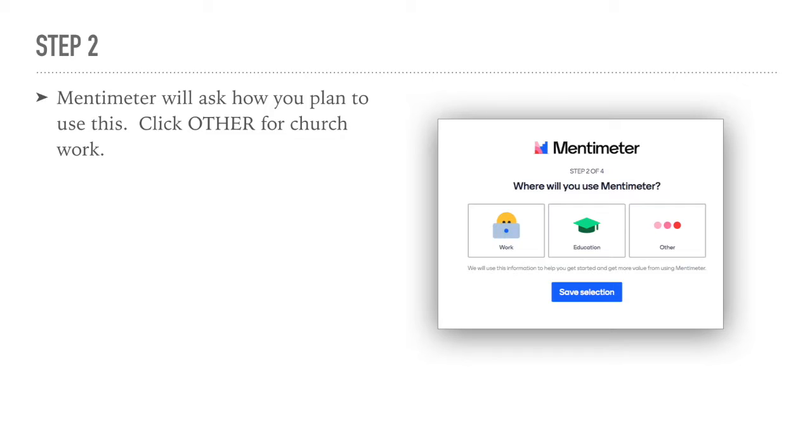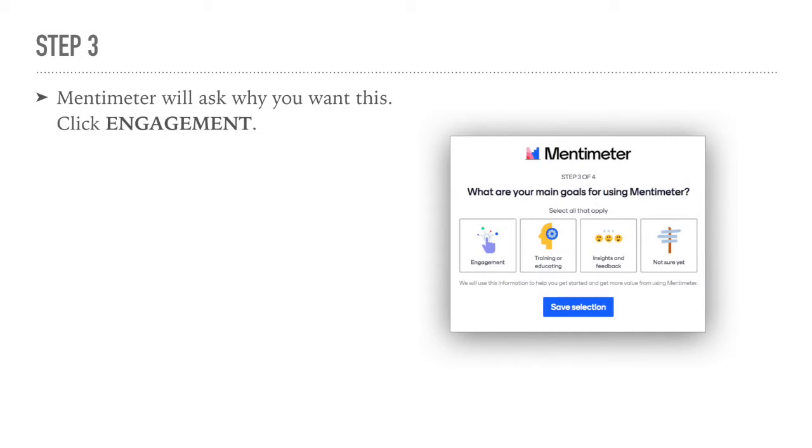Mentimeter will ask you how you plan to use this. You can go ahead and click Other for church work and then press the Save Selection button. Mentimeter will ask you why you want this tool. What are your main goals for using it? You can go ahead and click on Engagement and then click on the button for Save Selection.